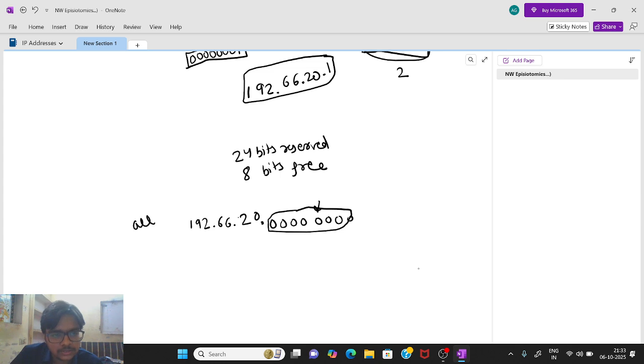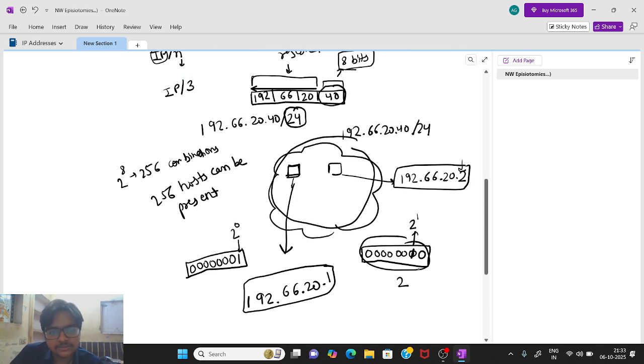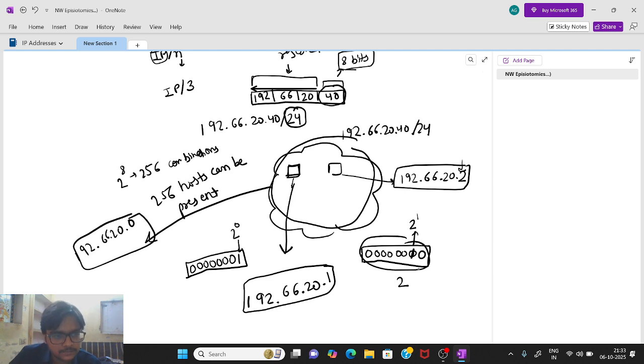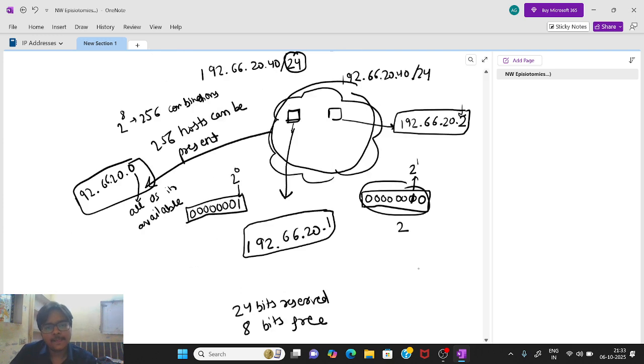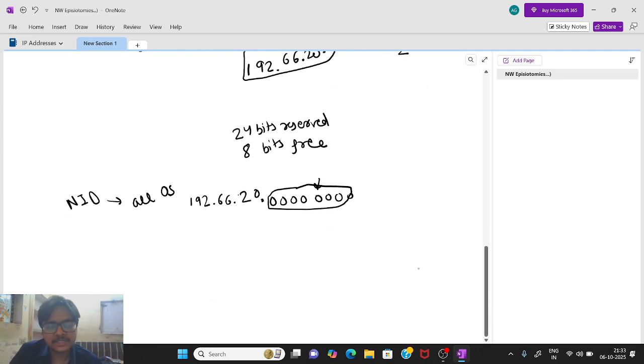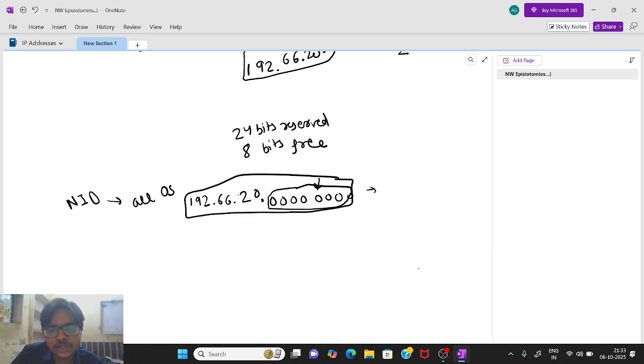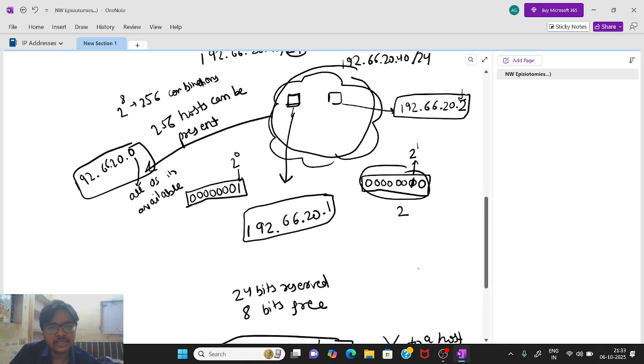So all zeros forms the network ID. This is the network ID. So this whole network is identified with 192.66.20.0. Dot 0 here is all zeros in the available section. So when you put all zeros, it represents the network ID, and this in itself is an IP. You cannot assign this IP to a host, because it represents your network.